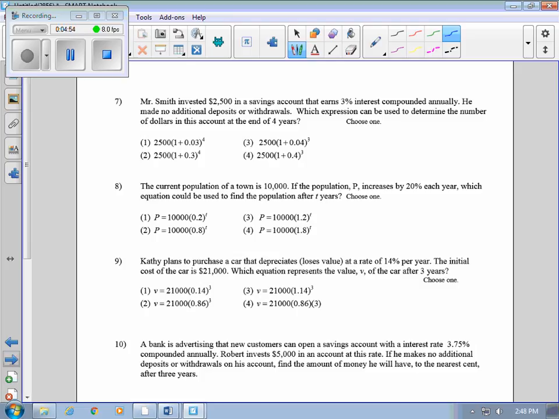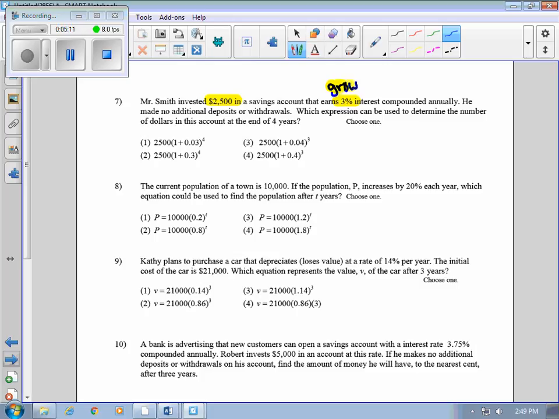Mr. Smith invests $2,500 in a savings account that earns 3% interest compounded annually. He made no additional deposits or withdrawals. We've got our $2,500 in savings. We earned 3% interest. That's exponential growth.